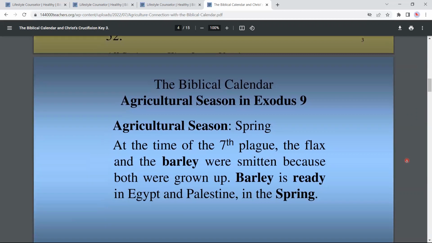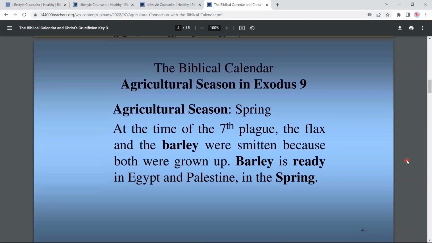The biblical calendar, again looking at the agricultural season in Exodus chapter 9, which corresponds to the spring season. At the time of the seventh plague, which was the plague of hail, the flax and the barley were smitten because both were grown up. Barley is ready in Egypt and Palestine in the spring.